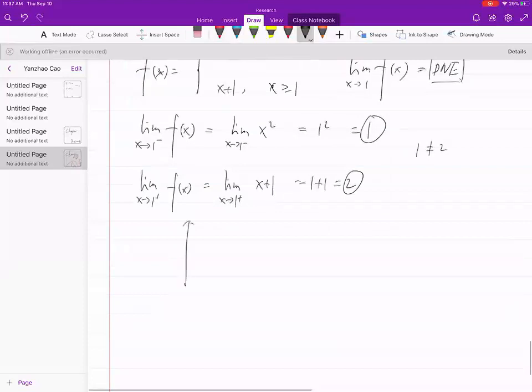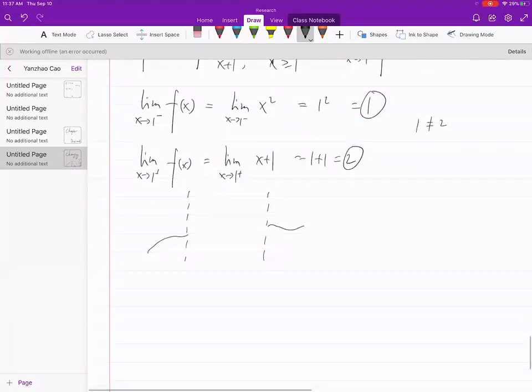Basically, the left limit tells you what happens here. The right limit tells you what happens here. So when do you have a limit? When those two match. And if they don't, you don't have a limit. Okay, third case done.